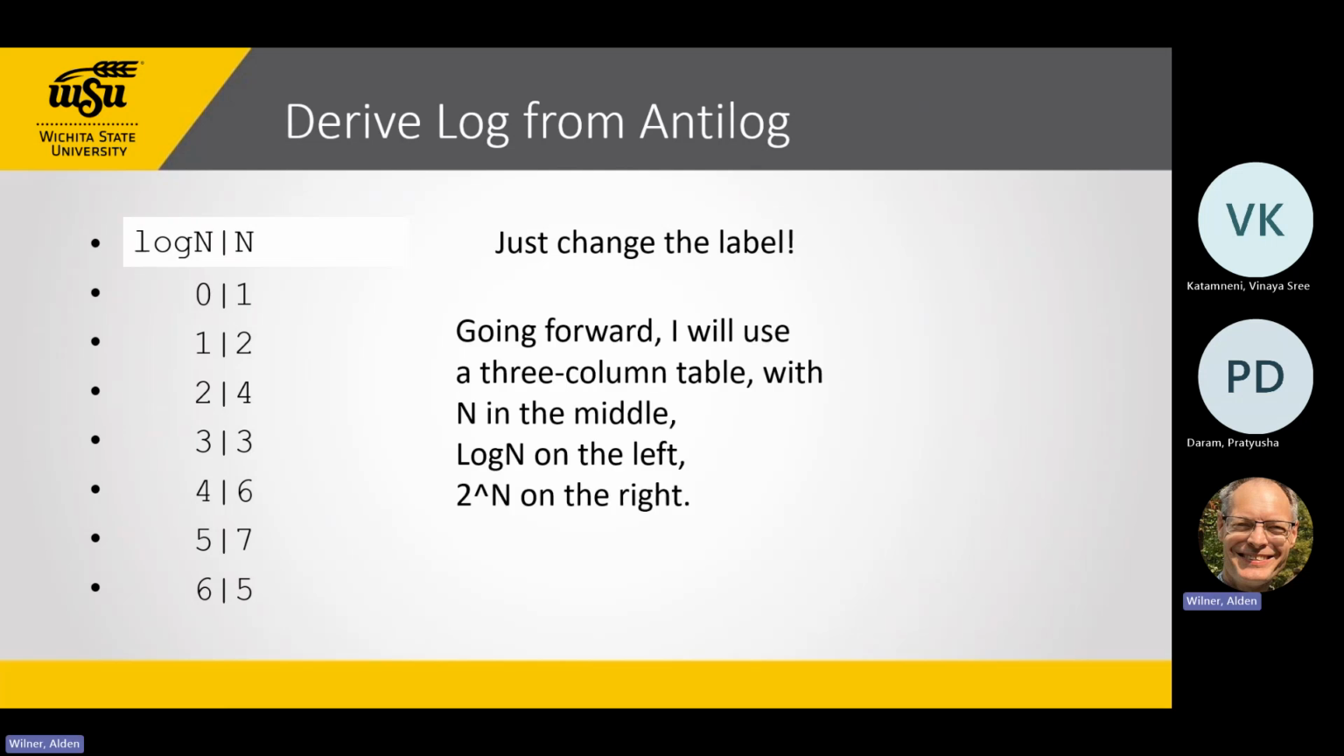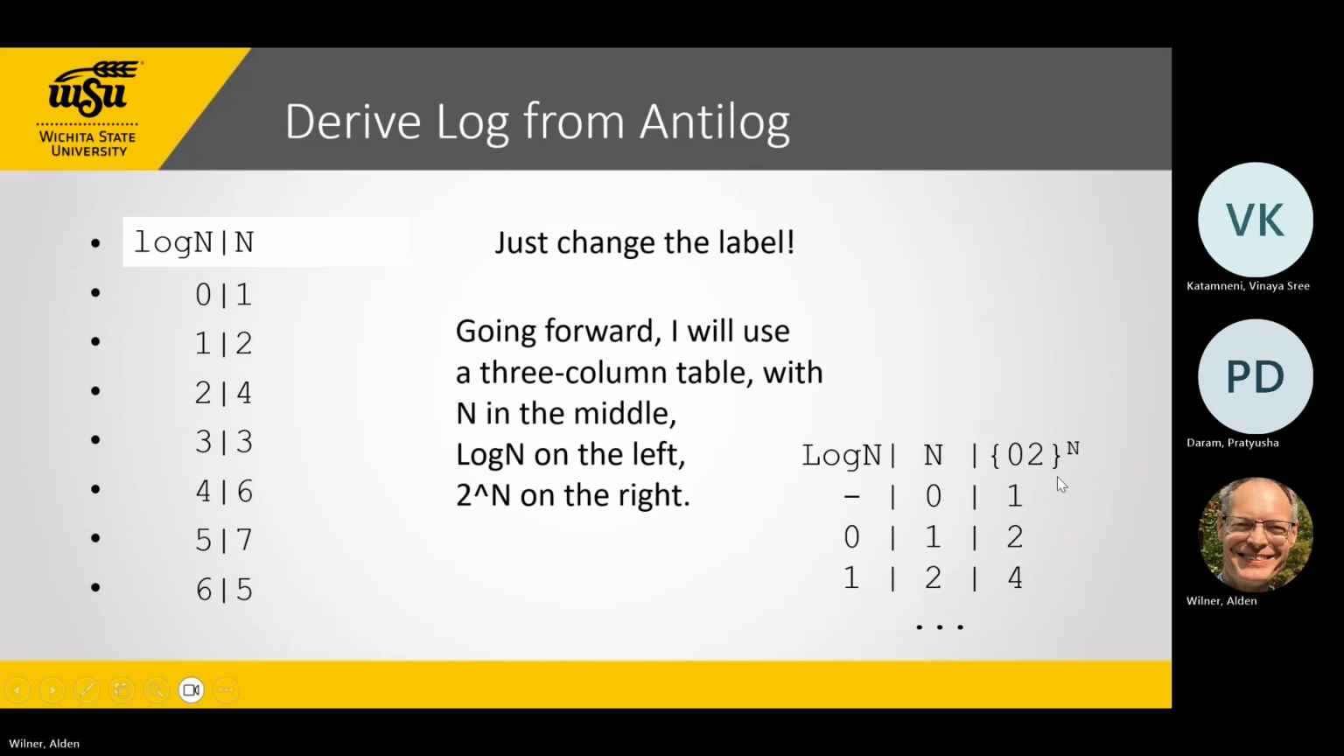So going forward, we're going to use a 3-column table. N is the power that we are raising our number to, right? We are raising 2 to the power 0, 2 to the power 1, 2 to the power 2, so on. And on the right column, I'm going to say this is the anti-log. In the left column, I'm going to say this is the log. So you see tables like this from now on, log, n, anti-log.